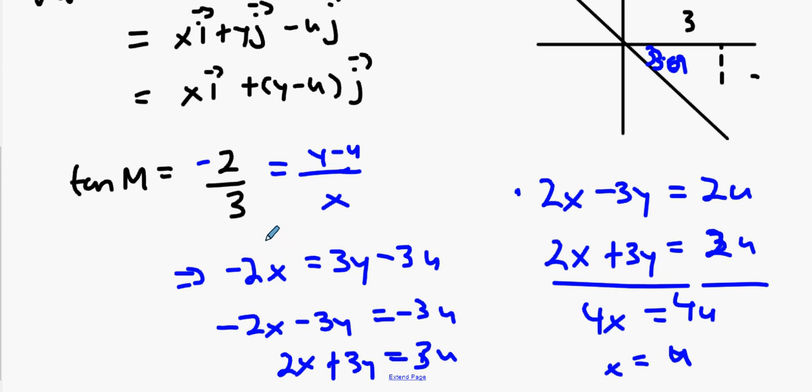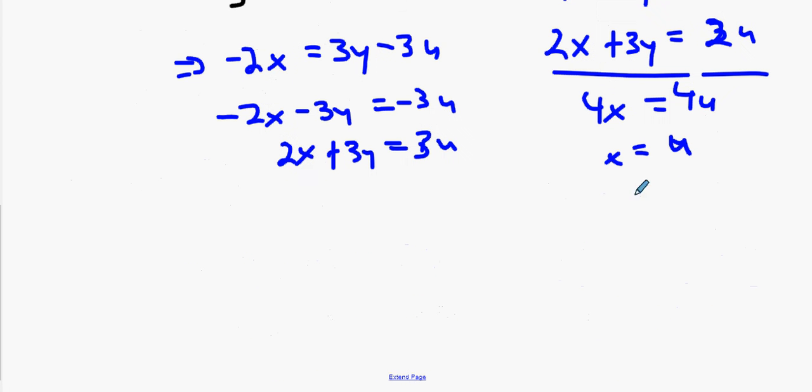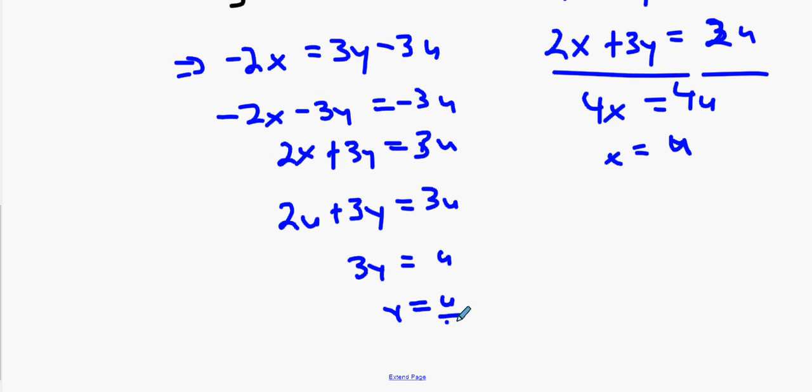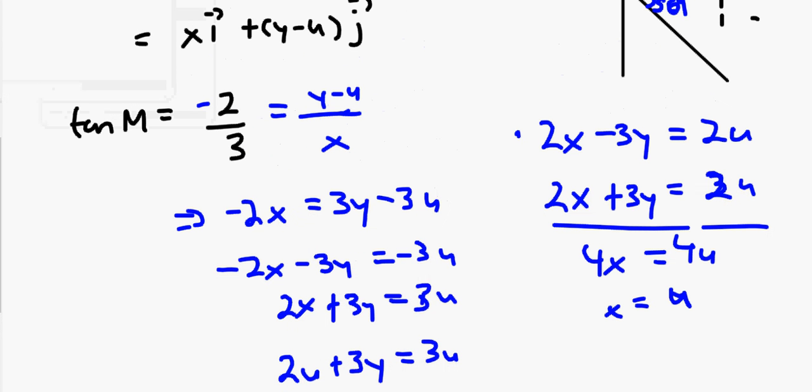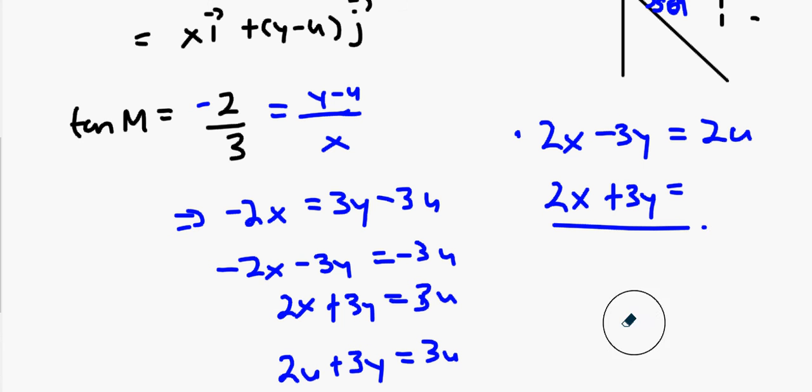Now, what's the y value then? Well, 2u plus 3y equals 3u, and then 3y equals u, and y equals u over 3. Seems to be disagreeing with the solutions though. Alright lads, sorry, I believe the second one was 3u, was it? Yes. Alright, happy days.